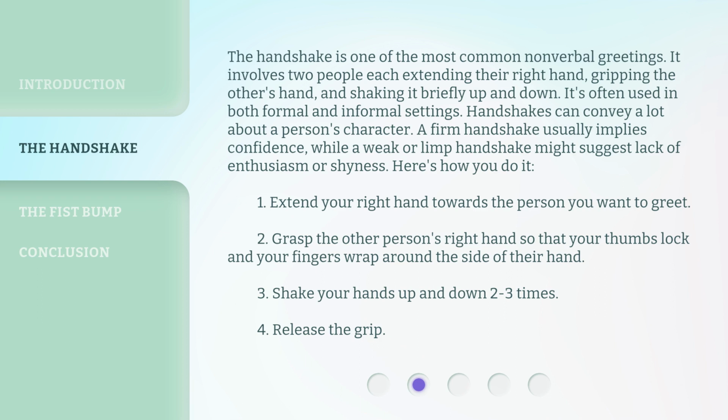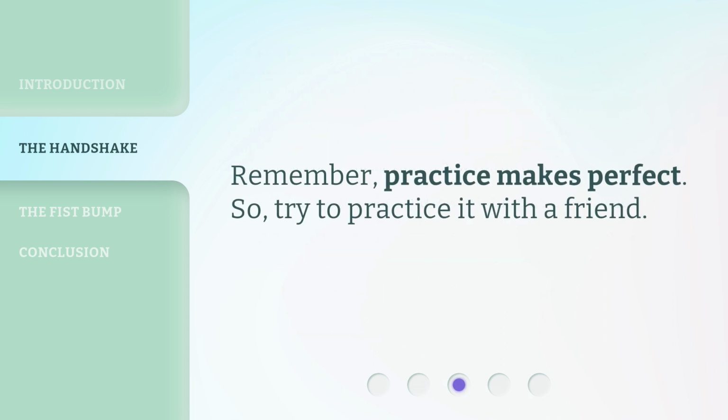Here's how you do it. 1. Extend your right hand towards the person you want to greet. 2. Grasp the other person's right hand so that your thumbs lock and your fingers wrap around the side of their hand. 3. Shake your hands up and down 2 to 3 times. 4. Release the grip. Remember, practice makes perfect. So, try to practice it with a friend.